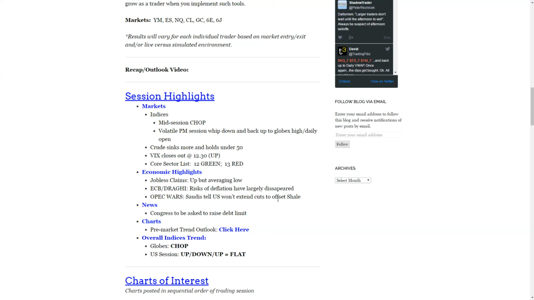Crude, again, holding under the 50. The interesting core sector list is still about even, 12 green, 13 in the red today, and all that price action. So pretty much that's where we finished off, right? Up, price action down, back up with the V, and finishing out in the flat.